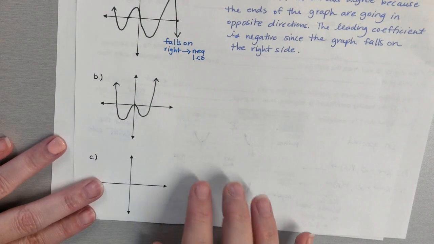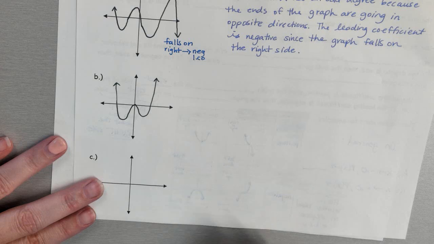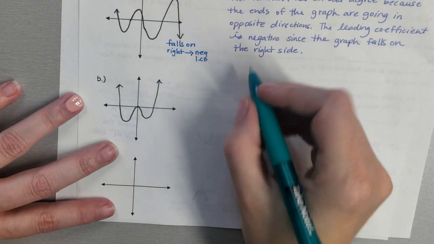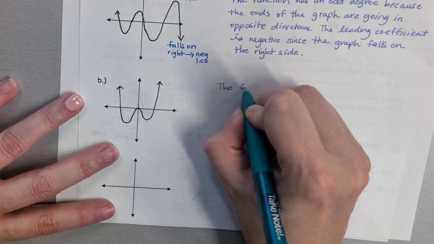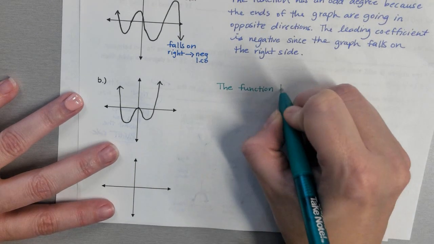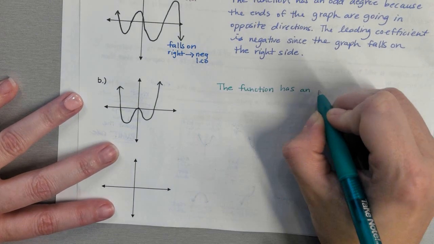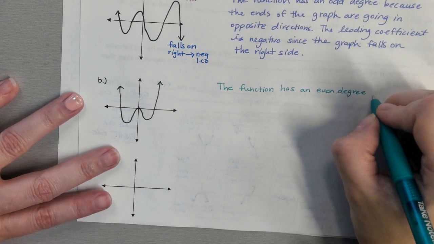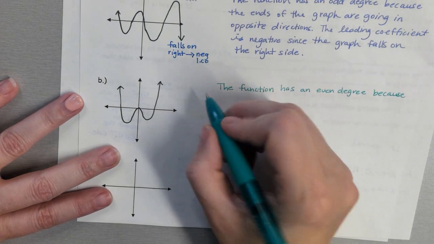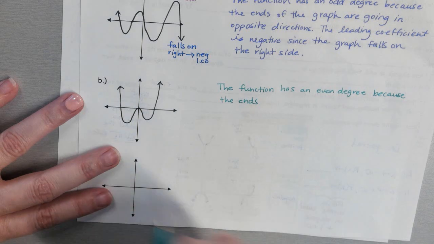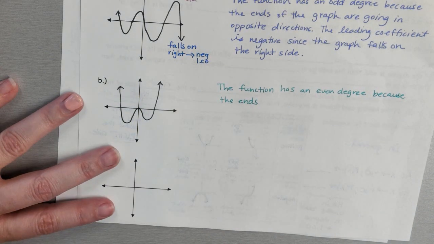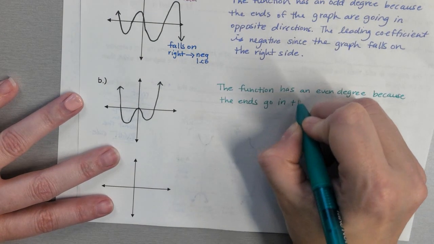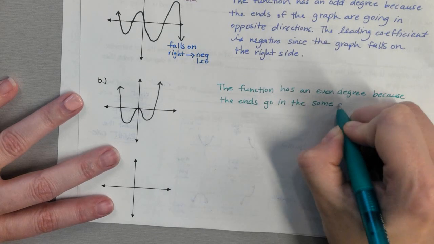Like the little notes there. Is that what you mean? Oh, no. So for this one, you're just going to say the function has a, and then what did you guys say, even or odd? This one should be an even degree, okay, and then Caleb, tell me why. Why does it have an even degree? Okay. Yep. You can say the function has an even degree because the ends go in the same direction. So it's either the same direction or it's opposite directions.